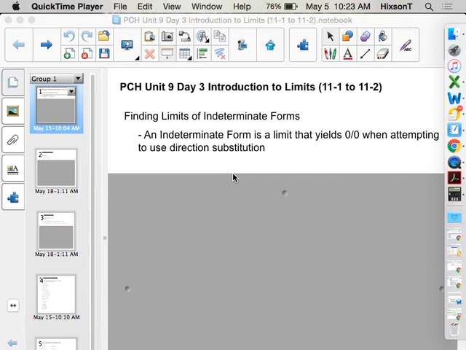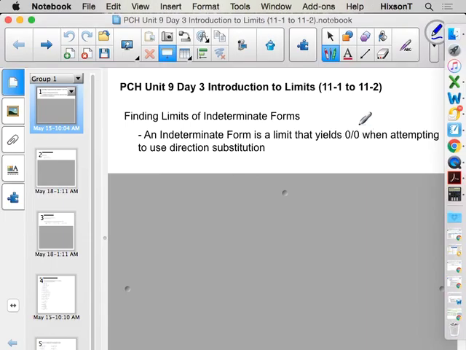Today, as we mentioned earlier, we're going to be looking at indeterminate forms, okay? Indeterminate forms. And I want to define this term first of all. We saw an example or two of this earlier in the week. But the indeterminate form is defined as the case where, when we try to do direct substitution, the limit ends up giving us 0 over 0, okay? 0 over 0.